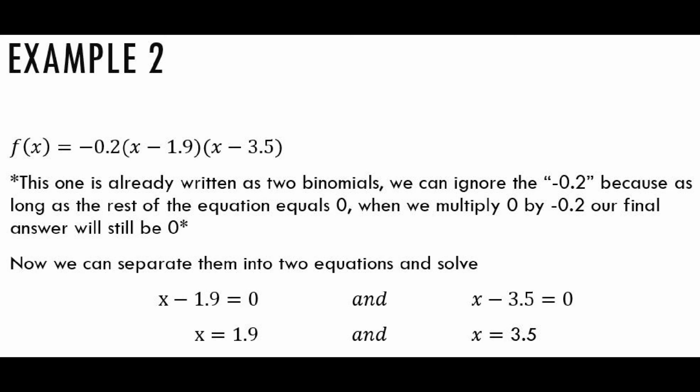So I have x minus 1.9 equals 0, and x minus 3.5 equals 0. I'm going to add 1.9 to both sides for my first equation, so x equals 1.9, and I'm going to add 3.5 to both sides and get x equals 3.5. Okay, so that's the end of the notes.